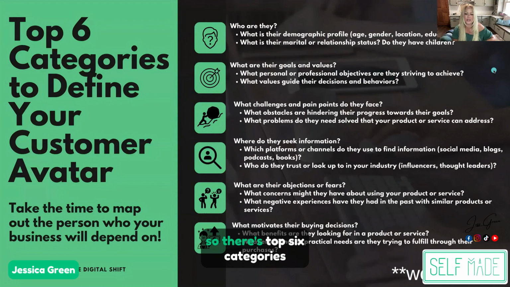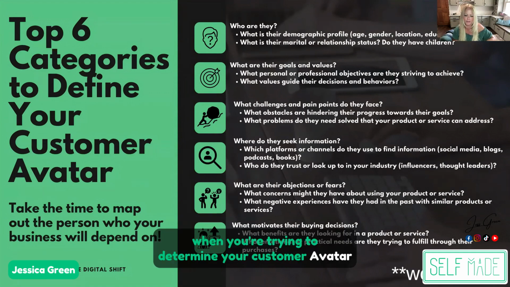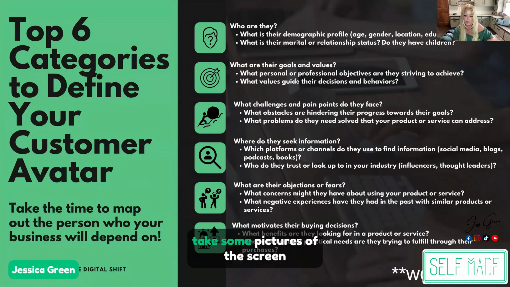All right, so there's top 6 categories when you're trying to determine your customer avatar. And I want you to take some notes here or take some pictures of the screen. There is a workbook that you're going to get at the end of this to help you move through all of these things. So who are they?